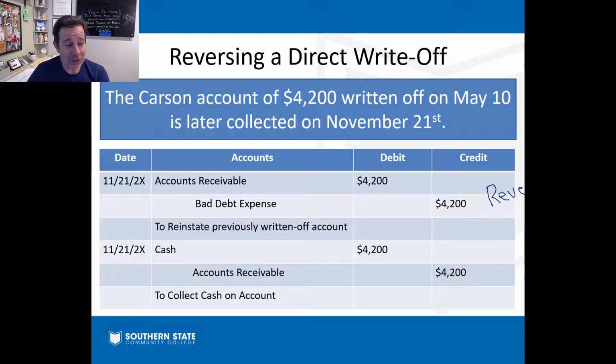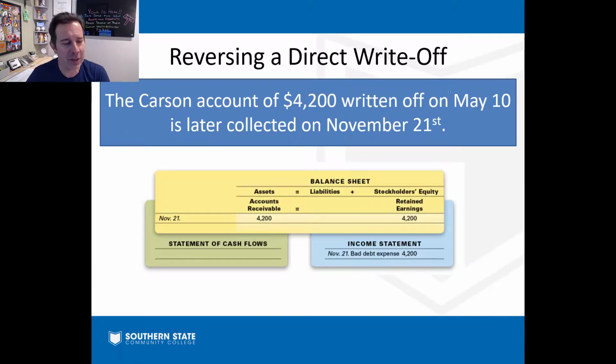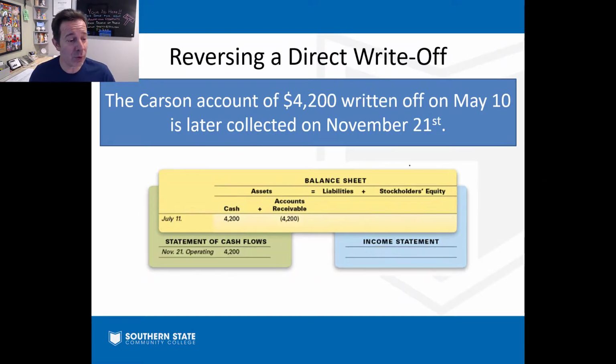Then we simply collect it. We're collecting it right here, just like we would any other account receivable. So we reinstate it by reversing the entry we made before, and then we collect it. Easy as that. If we look at financial statement framework, we're adding that $4,200 back to receivables, and we're adding that $4,200 back into retained earnings because we're reversing out that expense. You're adding that expense back into the income statement. Kind of weird to think that we'd be adding an expense back into the income statement, but we reversed it out. So that's exactly what we're doing.